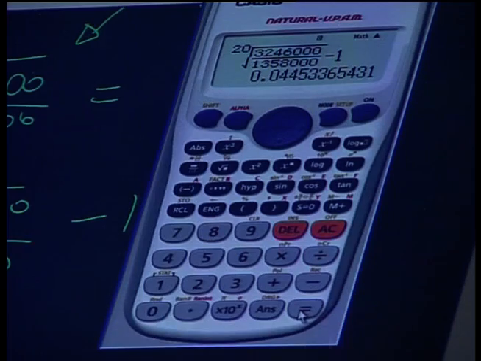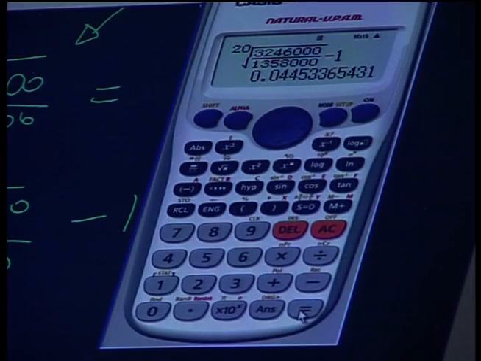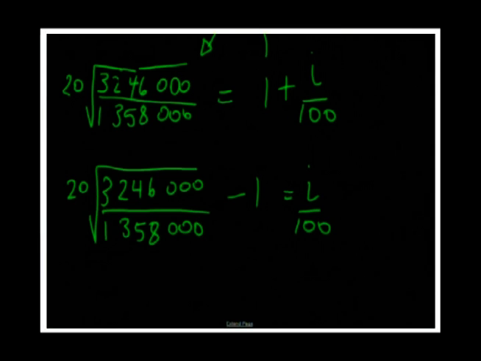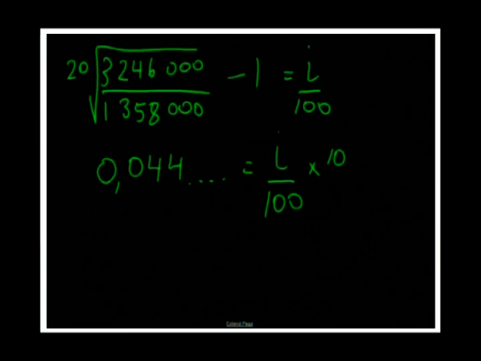Right, and I get an answer of 0,0445. I'm going to write it down on my page now, and I'm not clearing this and I'm not rounding off. So what I basically have now is 0,044, and there was a whole lot of other numbers, is equal to i over 100. To get i on its own, I'm going to multiply by 100 because then those cancel. So I'm going to multiply this side by 100.